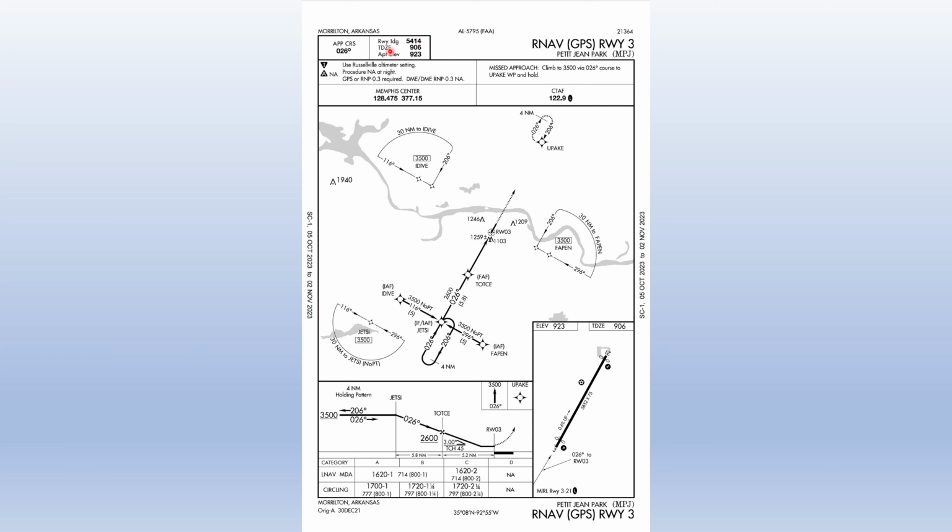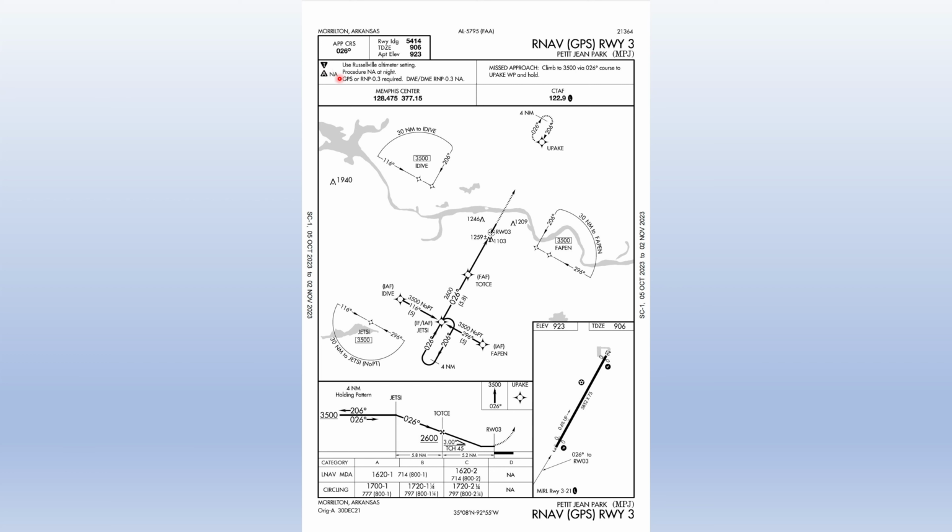It tells us that the approach course is 026, and it gives us a runway landing length of 5,414 feet, which is plenty long for our 172. Tells us that the touchdown zone elevation for runway 3 is going to be 906 feet MSL, and that the airport elevation is 923 feet. It tells us that there's something non-standard about departing this airport under IFR. So if we need to depart under IFR, we'll need to go into the TERPs and look that up.